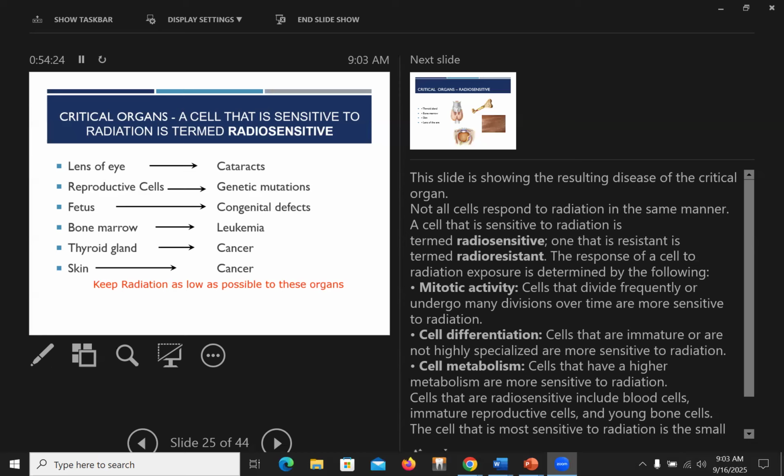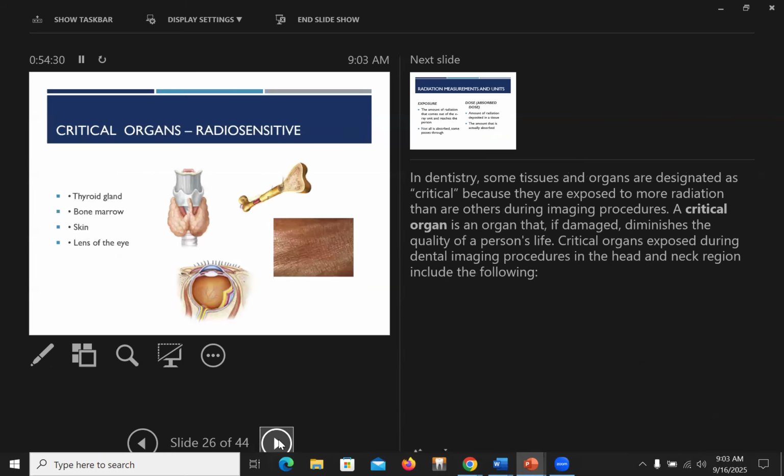Keep radiation as low as possible in general, but especially when we're thinking about these organs and the effects. The critical organs that we might think about because they're around the head and neck are going to be the thyroid gland, bone marrow inside any bone, and then skin and the lens of the eye. So those are on a list of things we're going to radiate, and you can't help but radiate skin. We're covered in skin, right? So it's not to be hyper fearful of it. It's on the list of things that we're radiating.